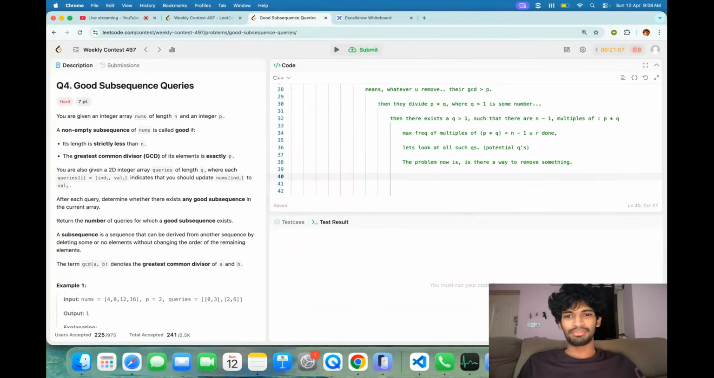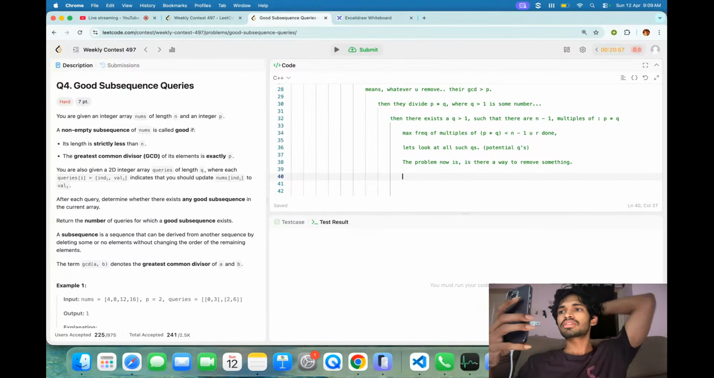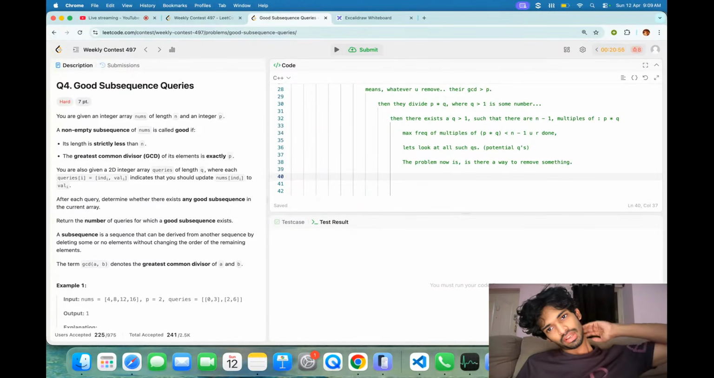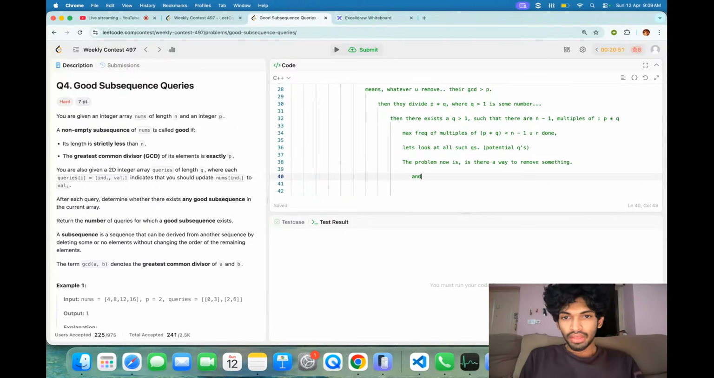Let me solve the problem right now. Just live your life. The problem now is, is there a way to remove something and then there is no queue? Did I get a hint match? Nah, it's screen time, it seems.